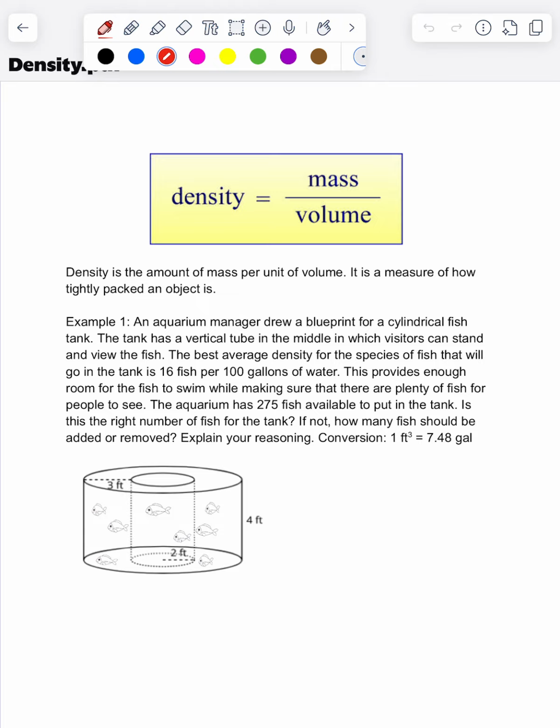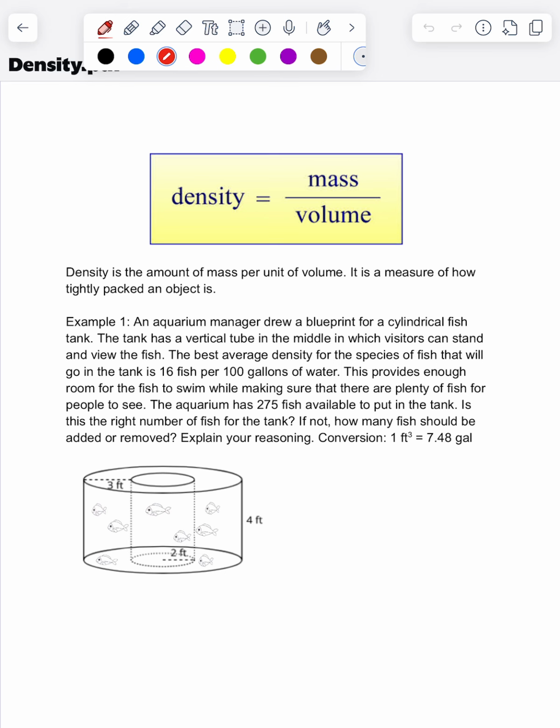For example, if you think of a crowded room, a room with a lot of people, you would say it has a high density, more dense than a room that has fewer people. That would be considered less dense. So it's a measure of how tightly packed an object is.